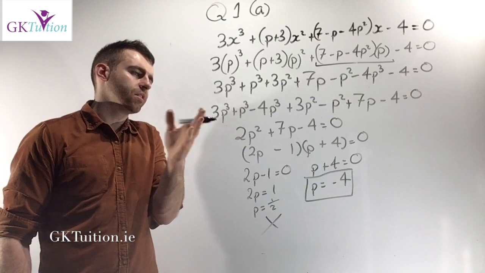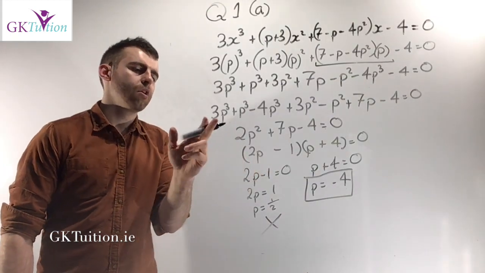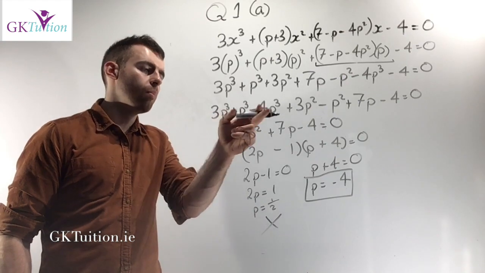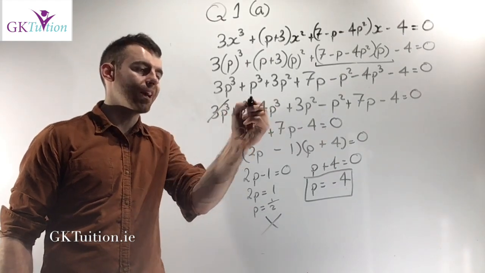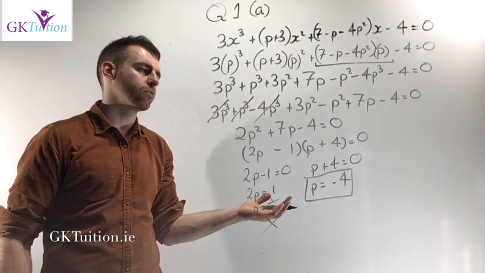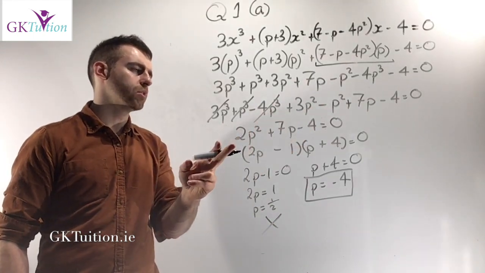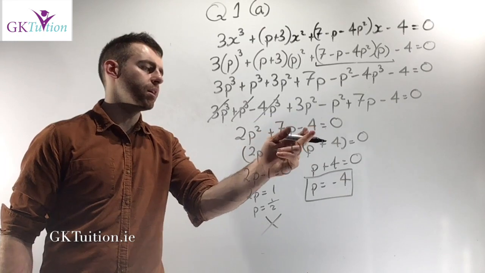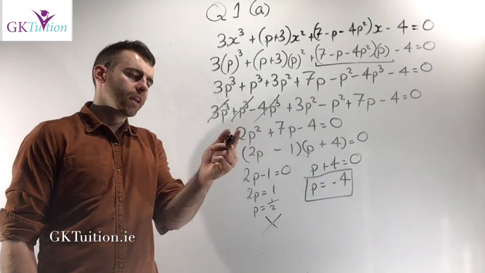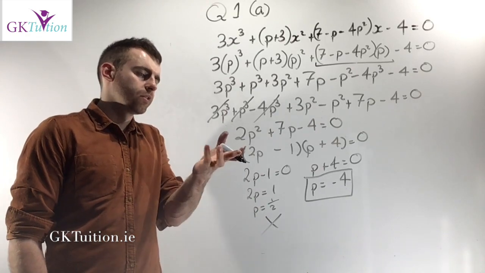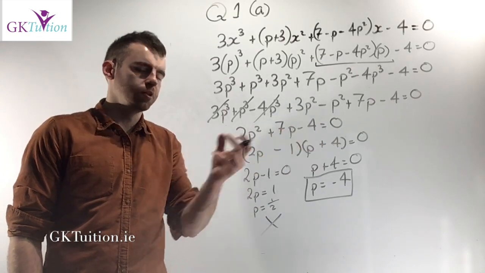What I did on the next line was I grouped all my like terms. 3p cubed plus 1p cubed is 4p cubed, minus 4p cubed means they actually just end up cancelling each other out. I have 3p squared minus 1p squared, which is 2p squared, and then I have a 7p and a minus 4. At this stage, you just have a quadratic equation, so you could factorize it. The factors are 2p minus 1 and p plus 4.